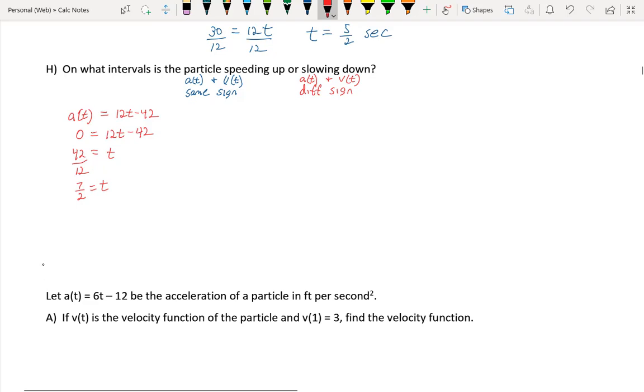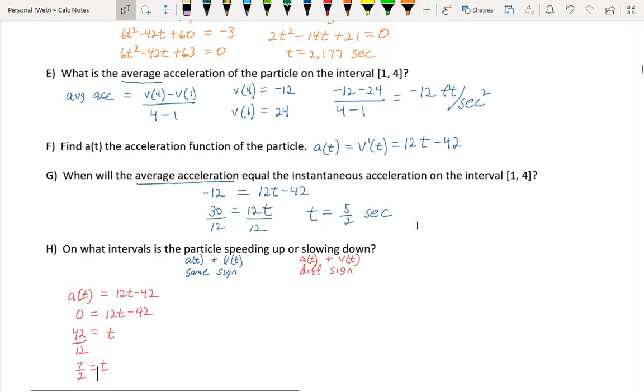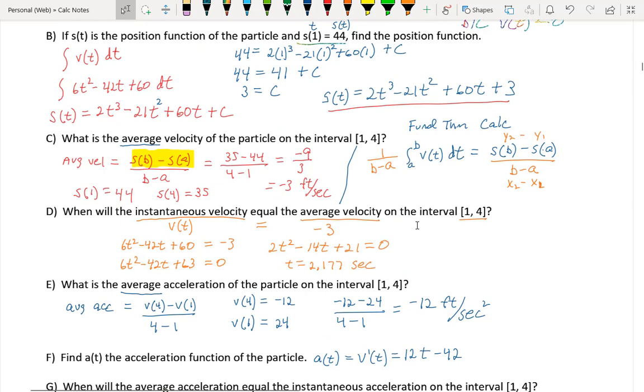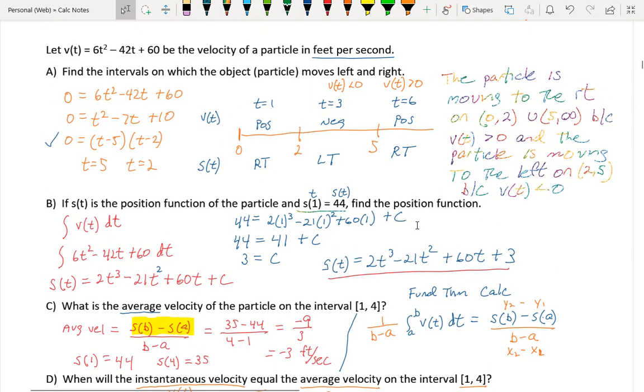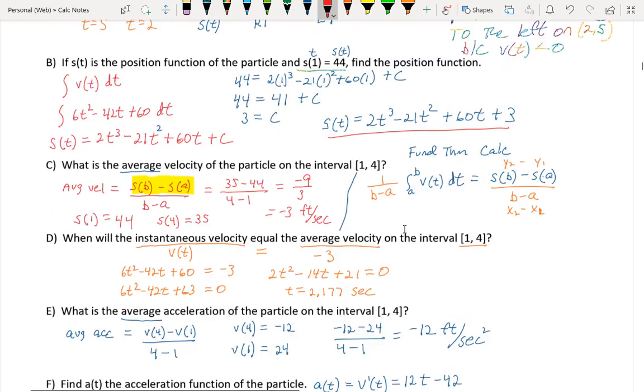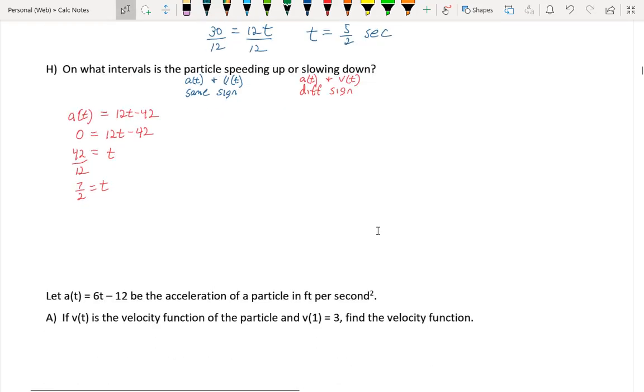Now, v of t, I think we did some criticals back here, didn't we? If we look back here, look at this, part A. We already did v of t in part A. So all we got to do is copy that piece down here and see how the two line up. Okay? So that's the next thing I'm going to do.